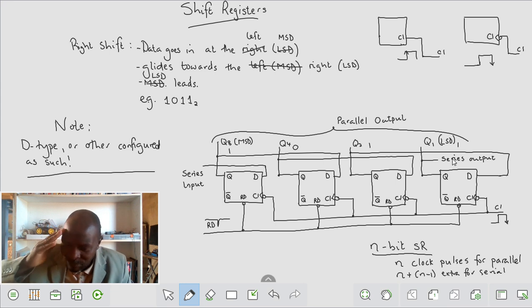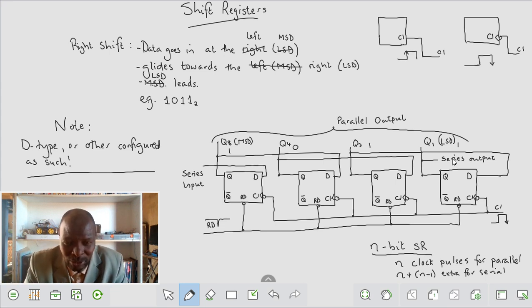So with that, I want to proceed next to do the timing diagrams for this. Probably they will clear up what we're talking about.